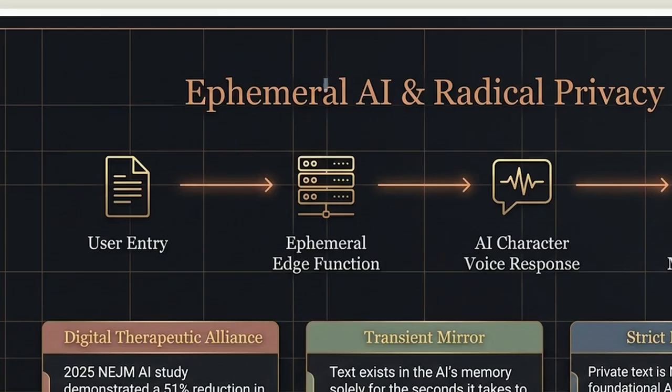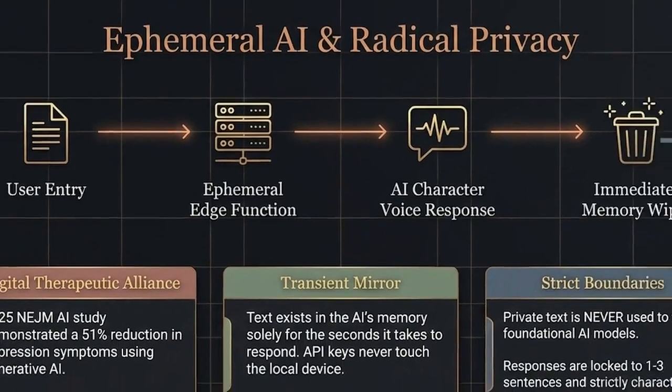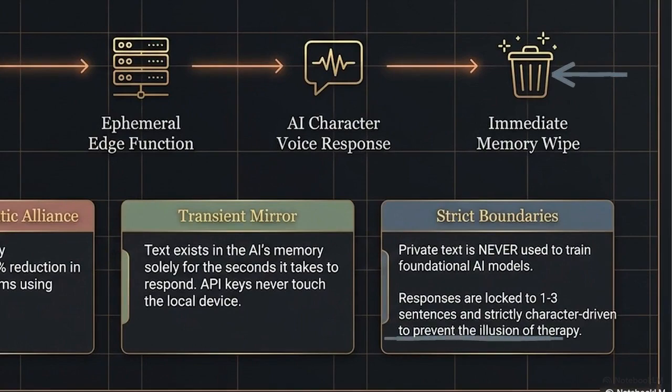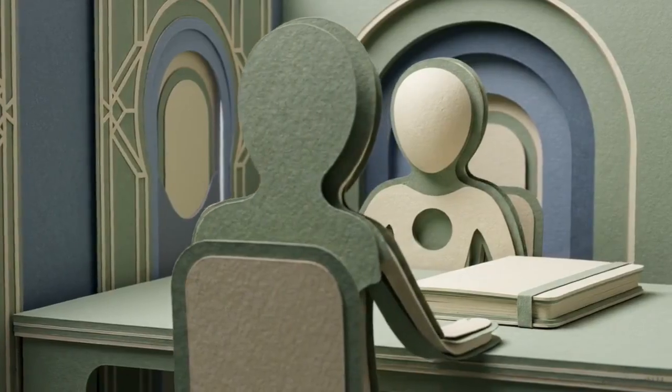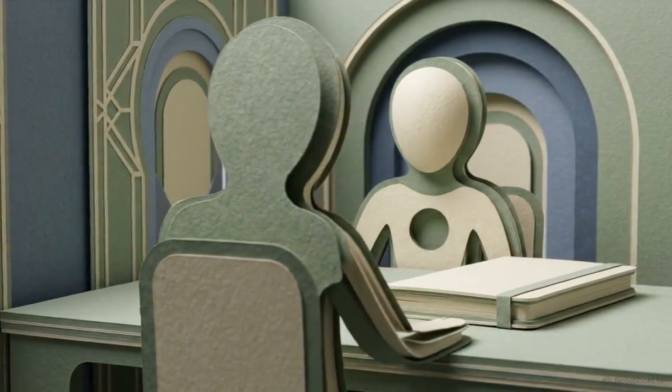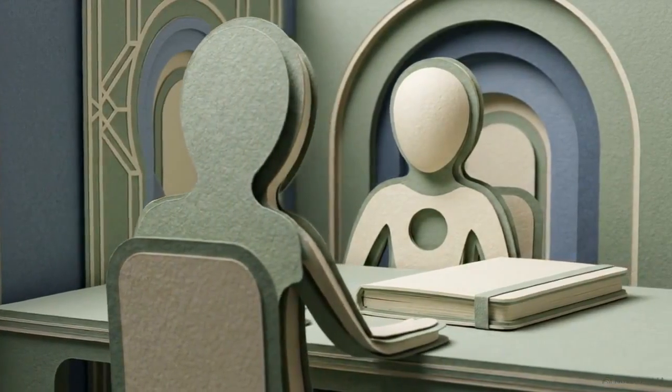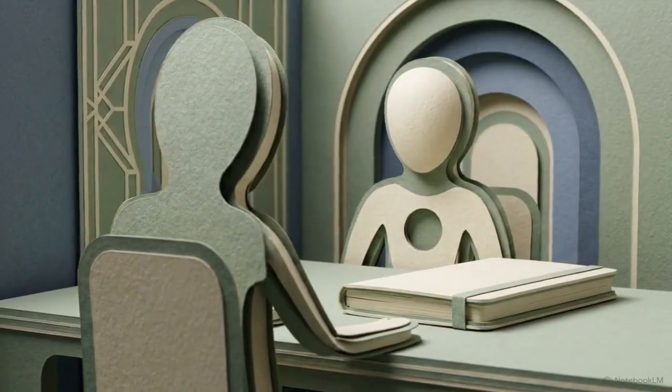This diagram shows the logic of the AI architecture. Data moves straight through an ephemeral edge function to an immediate memory wipe. Your private words are never used to train foundational models. Removing the permanence of digital data removes the pressure to perform. You finally have a truly safe space for vulnerable expression.